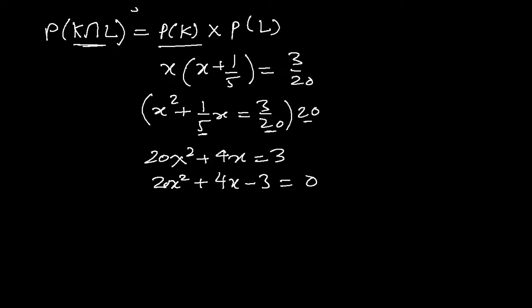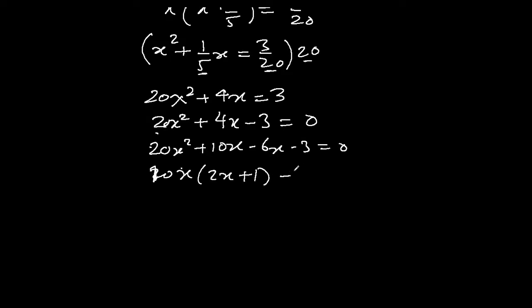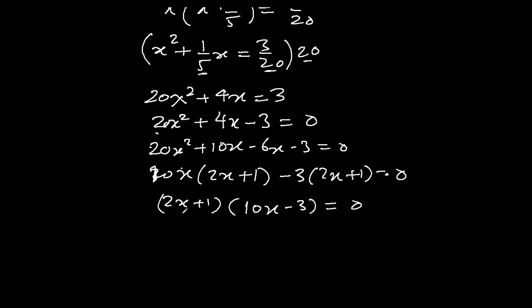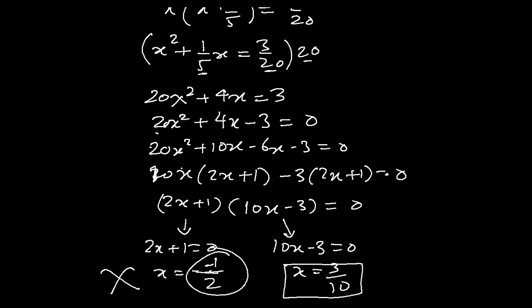And now we can just factor this and find the values of x. So this part gives us 2x plus 1 equal to 0, which is x is minus half. And this one gives us 10x minus 3 equal to 0, which gives us x equal to 3 over 10. Probability cannot be negative, so we will ignore this answer. This is the value of x.